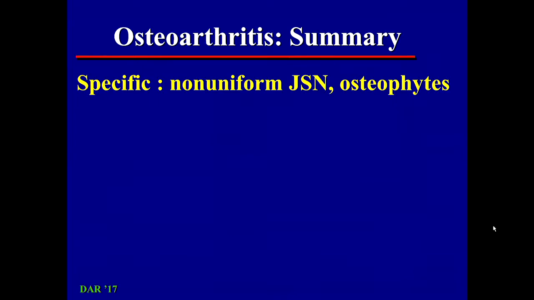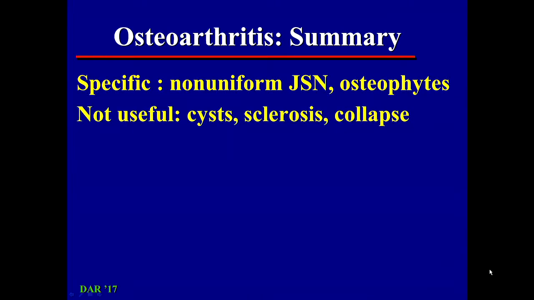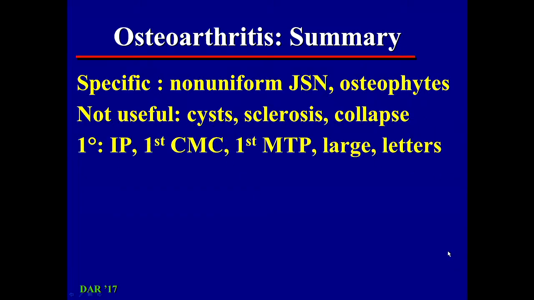So to summarize, there are specific and non-specific findings of osteoarthritis. The specific findings are the ones that I concentrate on. That is non-uniform joint space narrowing and osteophyte formation. These other findings may be present, but are not going to help you make a specific diagnosis. Primary osteoarthritis we recognize by its distribution: the interphalangeal joints of the fingers, the basal joint of the thumb, the first MTP joint in the foot, and the large joints in the body, with the exceptions of the elbows, wrists, and I guess the ankles as well.